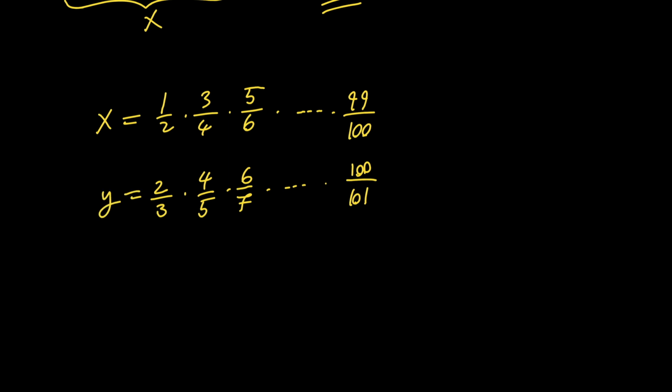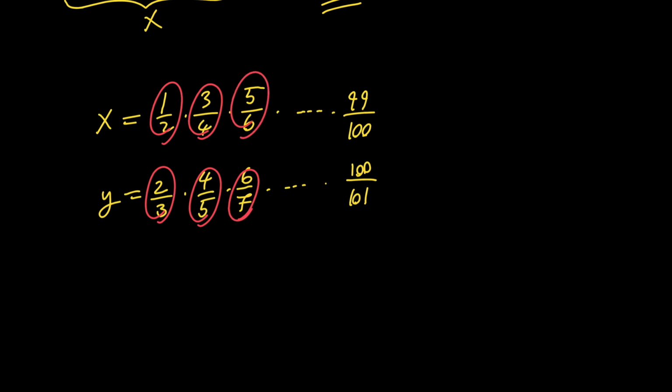Make sense? Cool. Next, notice that this number, 2/3, is greater than 1 over 2. 4/5 is greater than 3/4. 6 over 7 is greater than 5 over 6. And the last one, 100 over 101, is greater than 99 over 100. So I can say that each of these fractions is greater than the corresponding one.